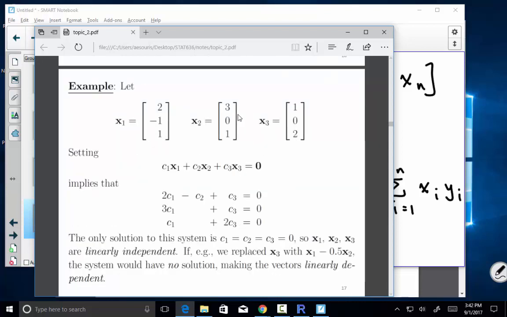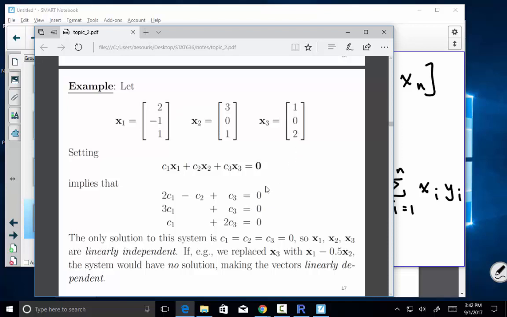I encourage you to go through an example or two. There are some examples in your book. Here is a very simple set of 3 vectors that happen to be linearly dependent. How do you find out if they are?